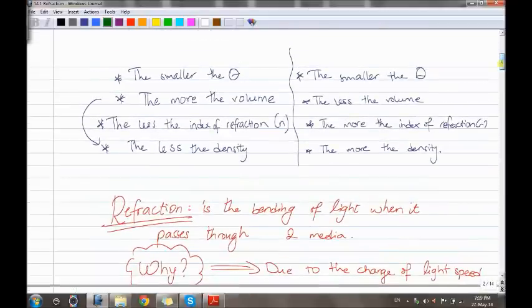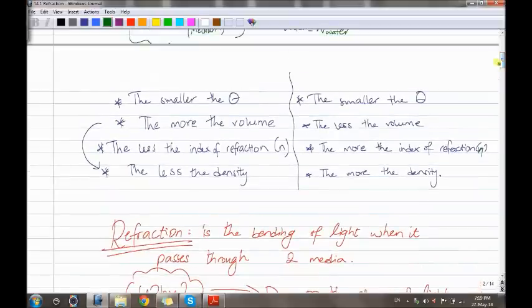Now here, the smaller the angle, the more the volume. Directly, the more the volume, that means the less the density, and then the less the index of refraction. And then the opposite: the smaller the angle, the less the volume, the more the index of refraction, which is the n, and then the more the density.